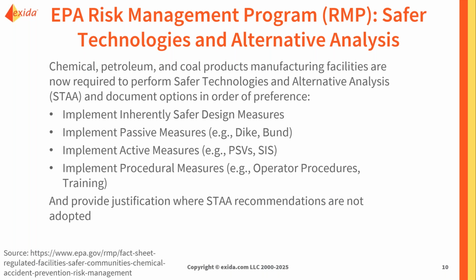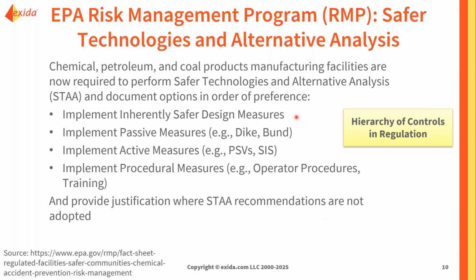And it really forces them to go through and follow the hierarchy of controls. So looking at, is there an inherently safer design measure that could be implemented? Could they pick a less volatile set of reactants? Could they use a reaction process that's at a lower temperature or pressure? Is there some safer alternative out there? Did they really pick the safest option for operating that site?